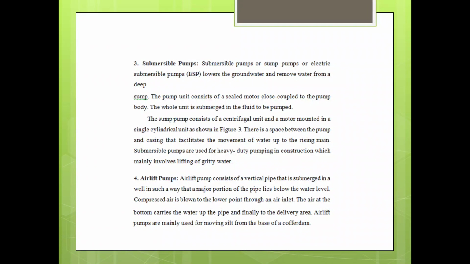Some pumps consist of a centrifugal unit and motor mounted in a single cylindrical unit, as shown in the figure. There is a space between the pump and casing that facilitates the movement of the pumped water up to the rising main. Submersible pumps are used for heavy duty pumping in construction, which mainly involves lifting of gritty water.